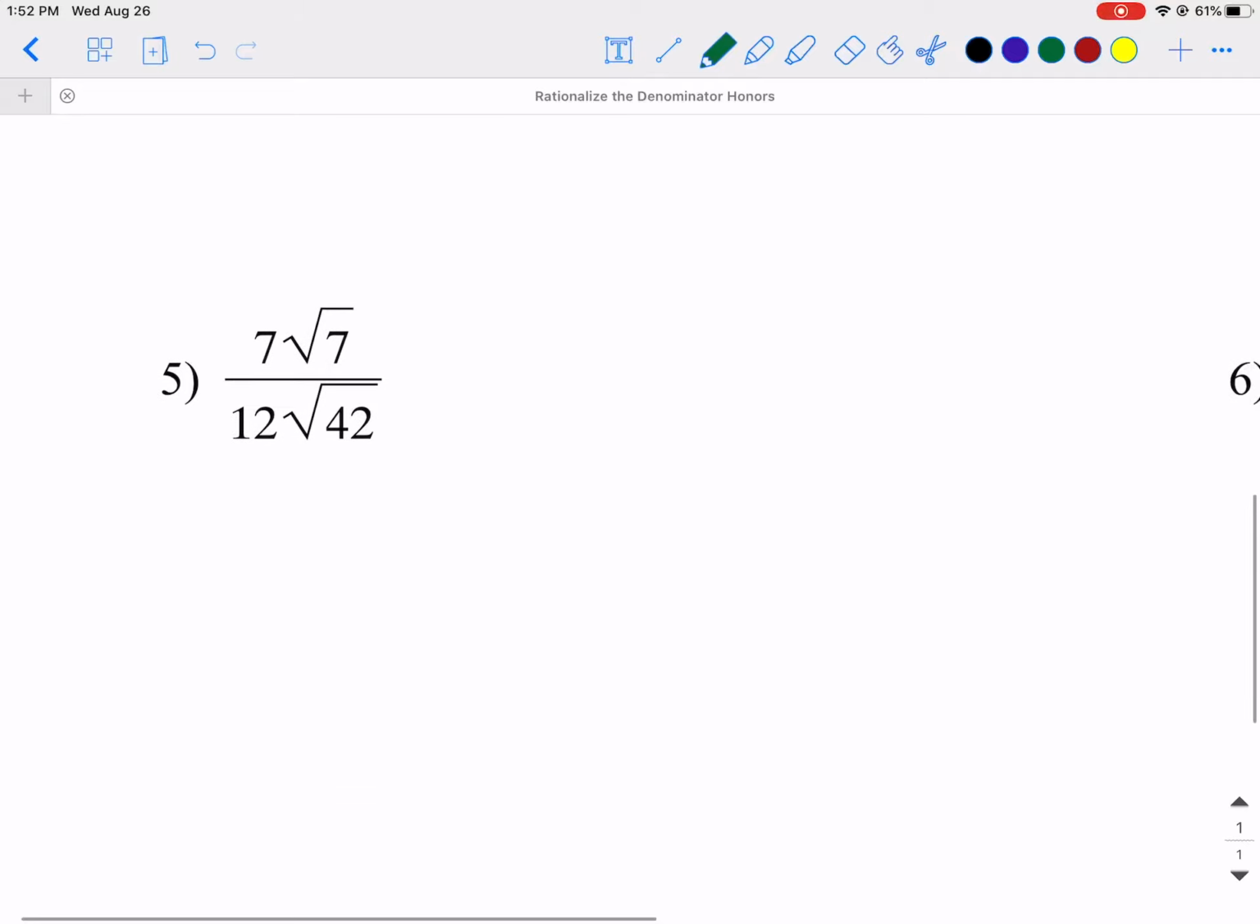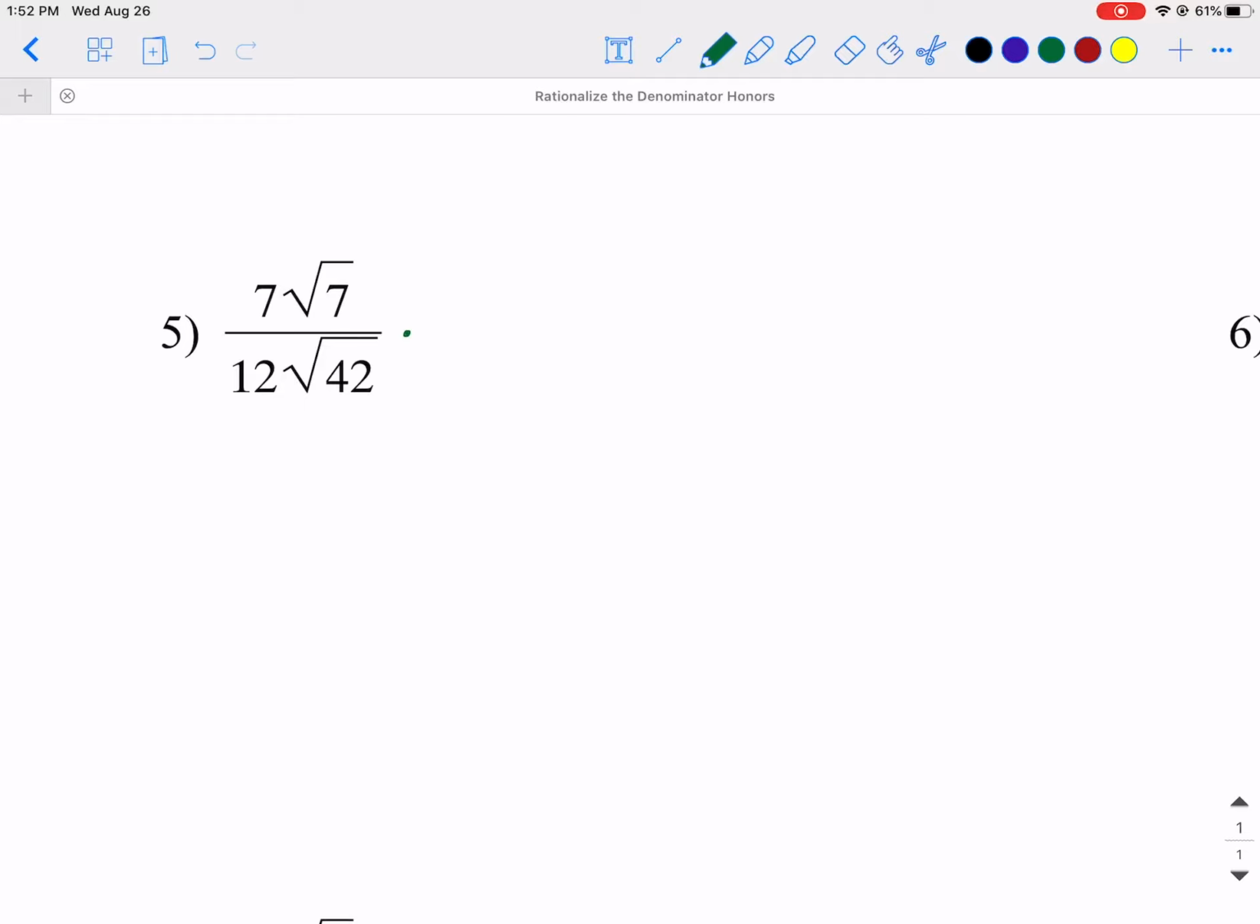Let's look at number 5 here. So again, I cannot have a radical in my denominator. So I've got 42, but I know that 7 is a factor of 42. So I'm going to go ahead and separate these out here. So what I'm going to do is I'm just going to write it underneath. I'm going to do radical 7 times radical 6. And then I can see right away that my radical 7's cross off. I cannot simplify the 7/12 right now, so I'm just going to bring that over. So 7 up top, and I've got 12 radical 6 on the bottom.